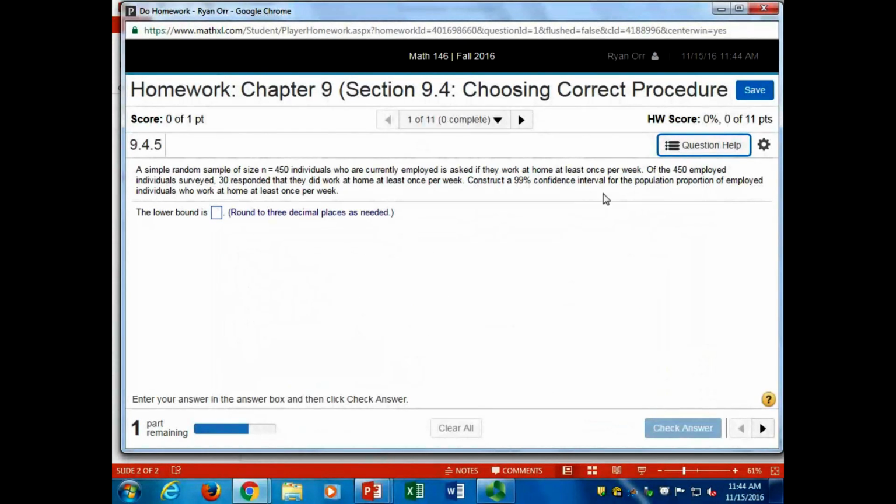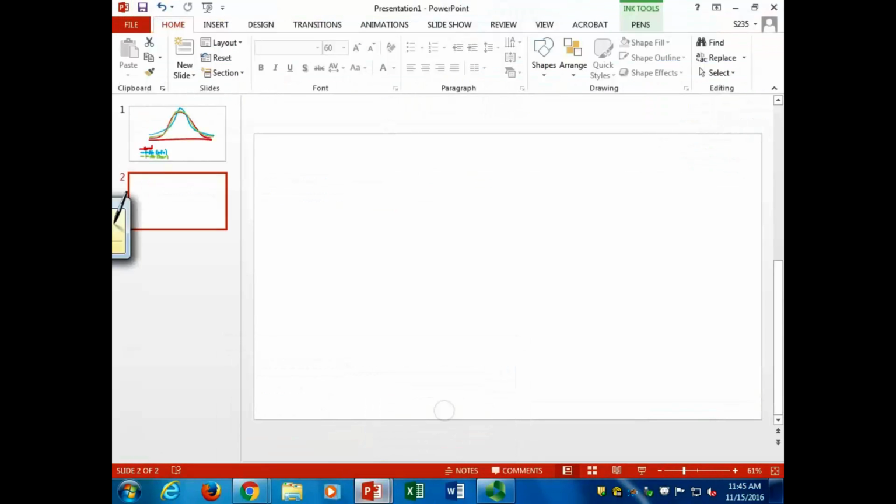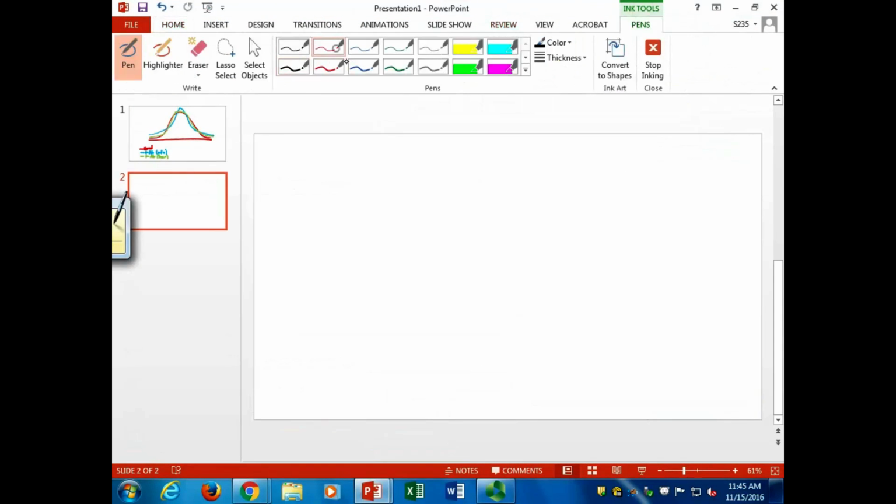So we need to calculate a proportion, and then we need to construct a 99% confidence interval. So for 99% confidence, it should be p hat plus or minus, and in this case we're going to use that 2.575 for 99% confidence, times the square root of p hat times 1 minus p hat all over n. That should be what we can use. I don't know, so let's see.